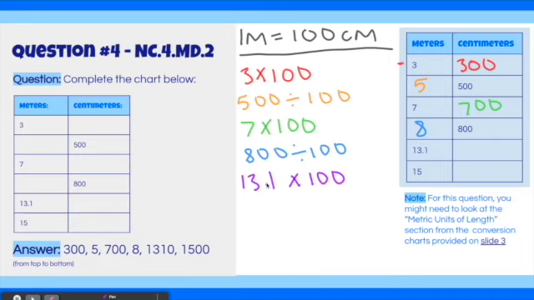And so you're just going to carry the decimal place over 2 and then put 0, and you'll be left with 1,310. And then for the last one, you're going to again multiply by 100. So 15 times 100 is 1,500. Okay, moving on to the next question.